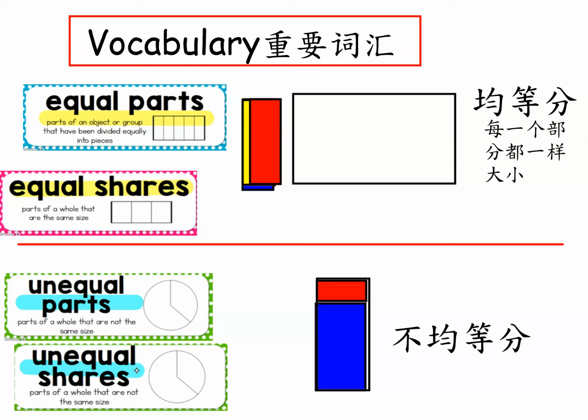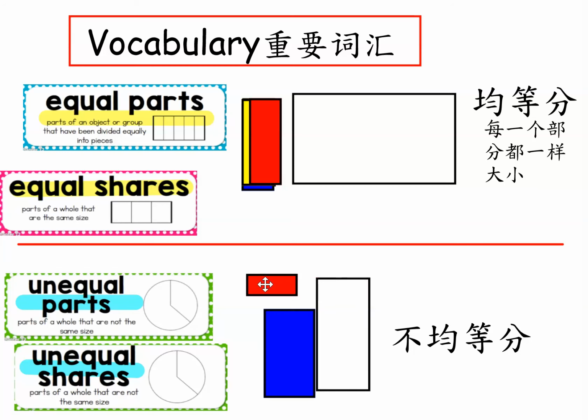Unequal parts or unequal shares refer to the parts of an object that are not the same size. For example, these parts of a rectangle do not have the same size. We call these unequal parts or unequal shares.